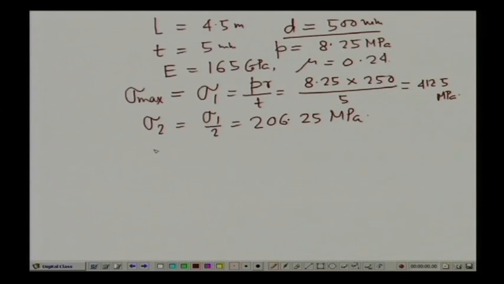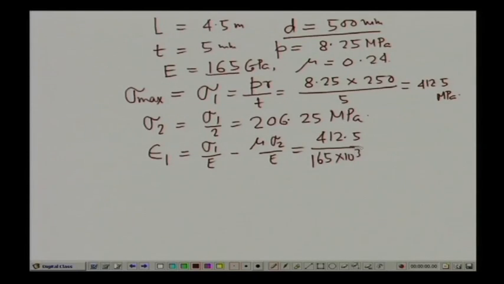Now, if we compute the value of the strain epsilon 1, which is equal to sigma 1 by E minus mu times sigma 2 by E, this is equal to sigma 1 which is 412.5 MPa divided by E which is 165 gigapascal, so 165 into 10 to the power 3 megapascal, minus mu which is 0.24 times sigma 2 which is 206.25 divided by 165 into 10 to the power 3, and this gives us a value of 2.2 into 10 to the power minus 3.